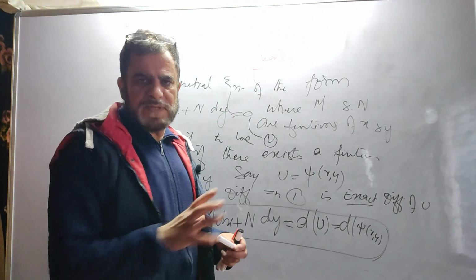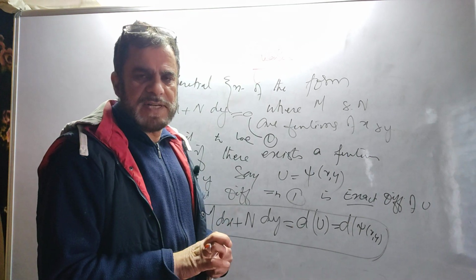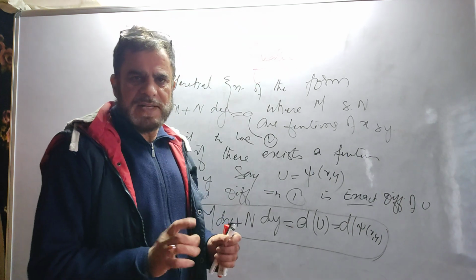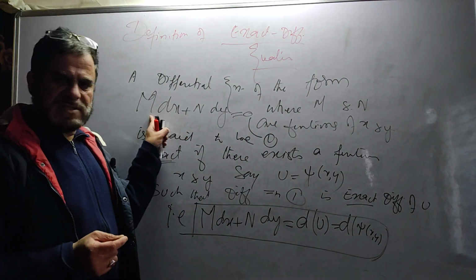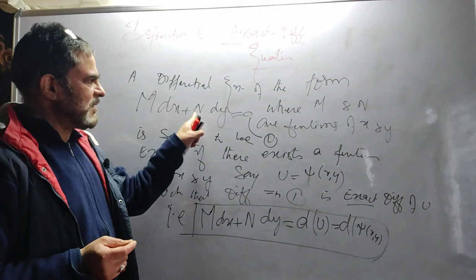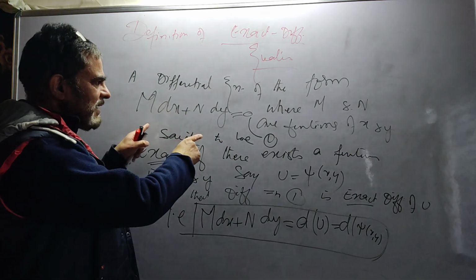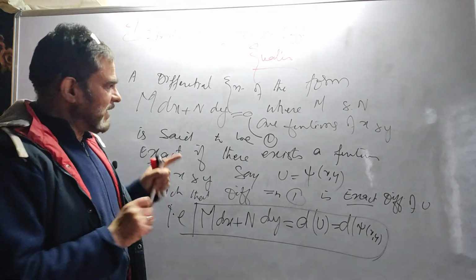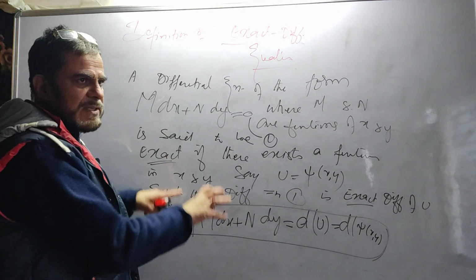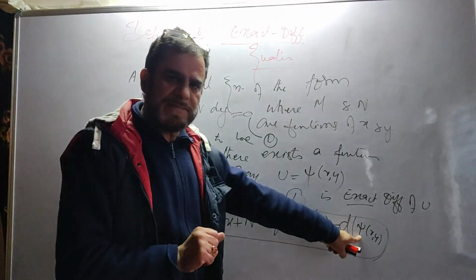I have given you previously 3 examples. It is just an introduction. What is actually an exact differential equation? Exact differential equation of this form: M is some function of x and y, N is some function of x and y, M dx plus N dy is equal to 0. We say it is exact if you can find some function in x and y such that this is the total differential of that function, the exact differential of that function.